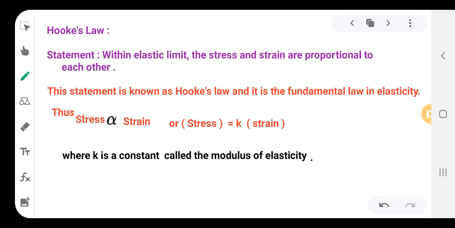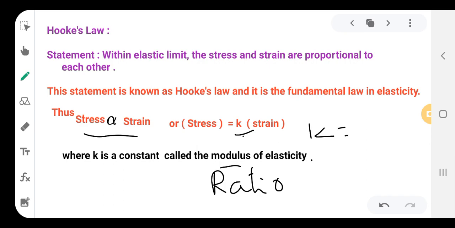That is, when we apply some stress, there is an equal amount of strain in the substance. We can write this proportionality constant as a constant value k, and this k is nothing but the modulus of elasticity. So what does modulus mean? Modulus means ratio, because if we want the value of k, k is nothing but stress by strain. So this is the modulus of elasticity of a particular substance.